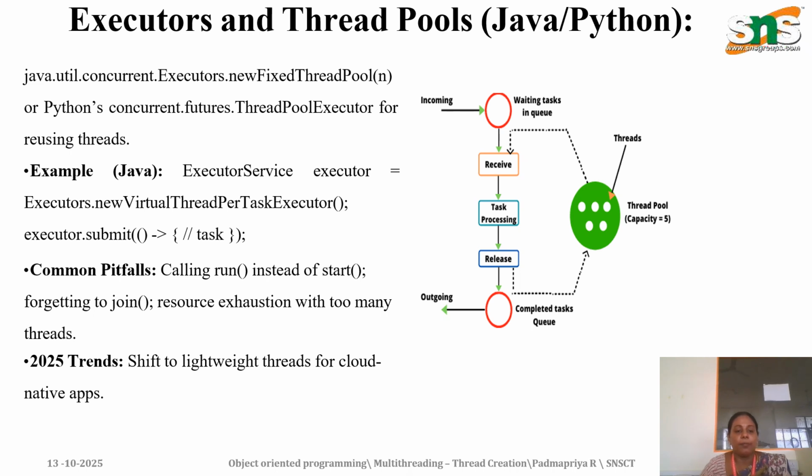So these are the common pitfalls: calling run instead of start, forgetting to join, and resource exhaustion with too many threads. So shift to lightweight threads for cloud native. Generally, when it comes to cloud native apps, the threads are shifted to lightweight threads, so they can be easily handled in cloud native apps.